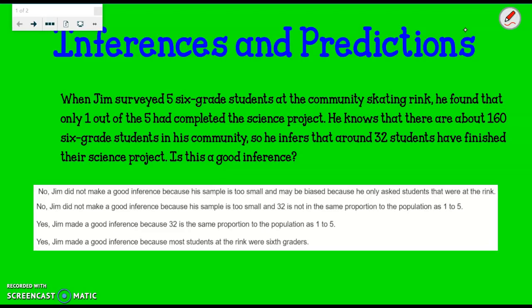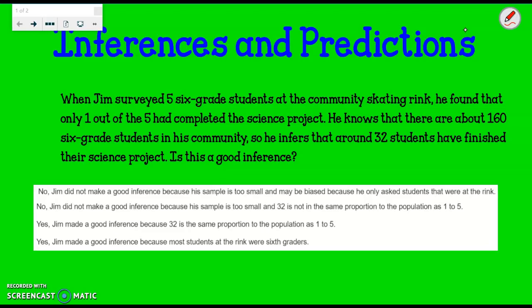He surveyed 5 students out of the total of 160. So the first problem is his sample size wasn't big enough. And then he only surveyed people at the skating rink. So that doesn't hit all of the people in the community and give them the same opportunity to be surveyed. If you didn't go to the skating rink, then you didn't get polled. So that's the second problem: he only asked people at the skating rink. So we want to know if his inference that 32 students out of the 160 completed their science project is right.